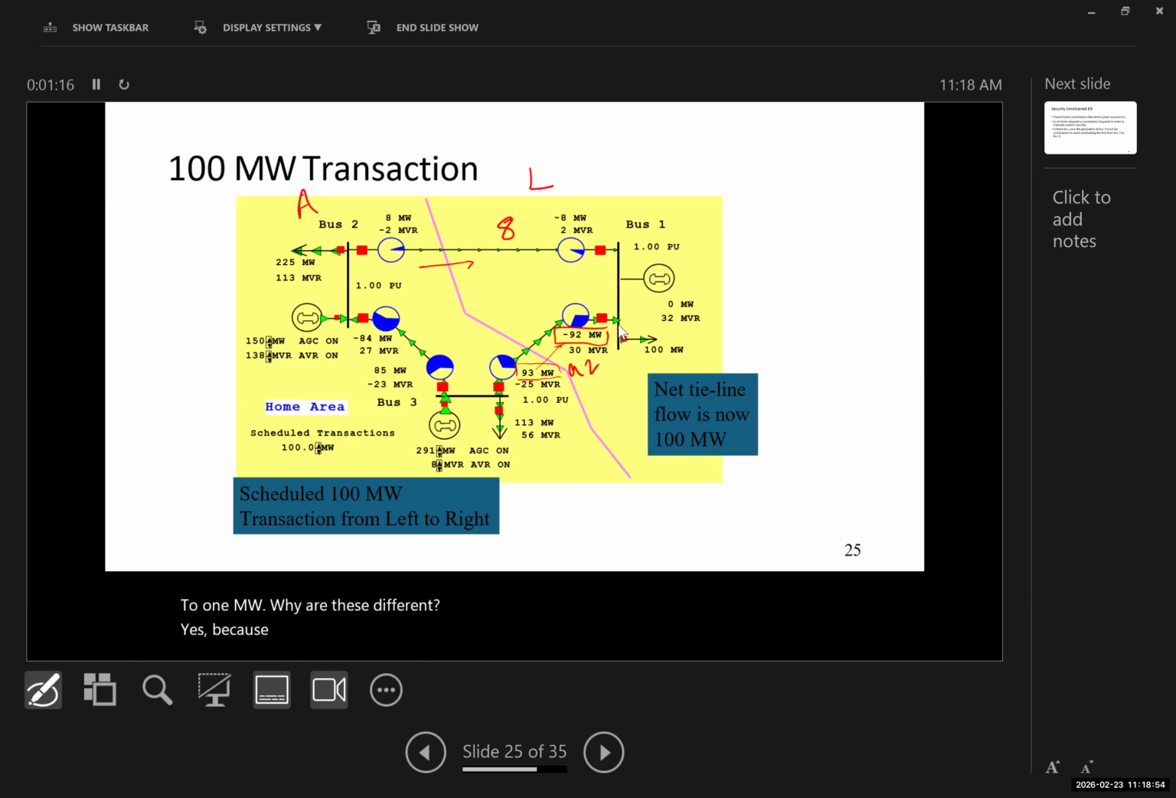And what are these losses in a transmission in a real power? Are they inductive, resistive? They're resistive because these are real power losses. And the same thing you can see in the reactive power. This is negative 25 megavolt reactive, and that one is 30 megavolt reactive. Again, you have these reactive power losses, which are because of the transmission lines, and that's much higher than the real power loss usually.